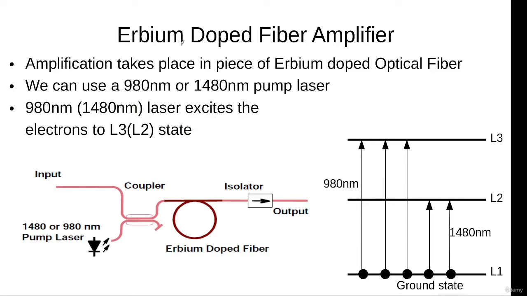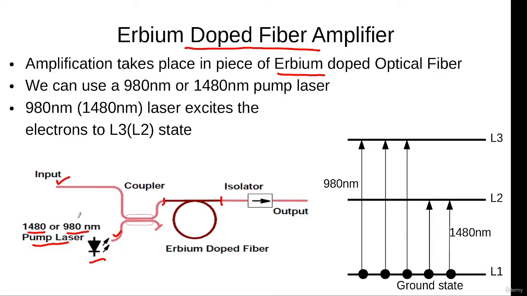In the case of an erbium-doped fiber amplifier, the amplification takes place in a piece of optical fiber that is doped with erbium. The signal that is to be amplified is input here into this optical fiber cable, and the pump laser is input here into this optical fiber cable piece. This pump laser is produced using a light emitting diode, and it can have a wavelength of either 980 nanometer or 1480 nanometer.